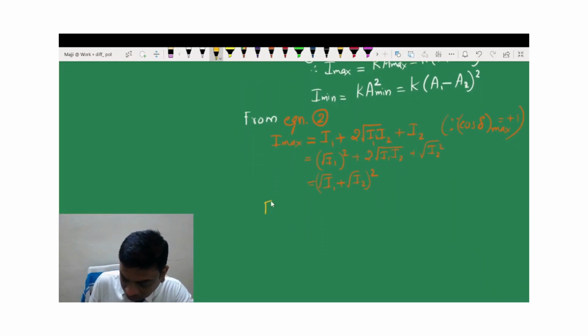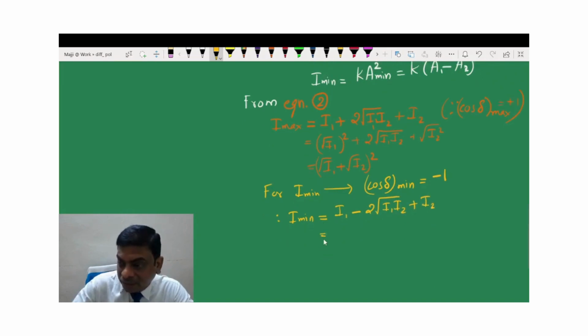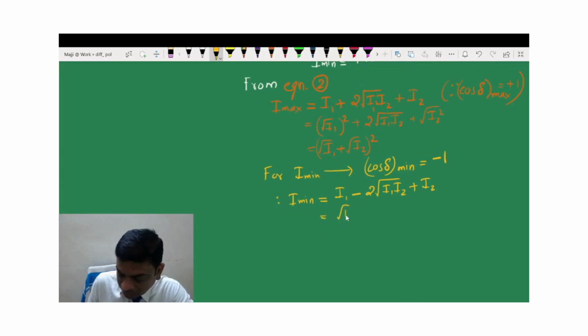Then similarly, for I to be minimum, cos delta should be minimum, and that minimum value is minus 1. So substituting that, we have minimum intensity as I1 minus 2 under root I1 I2 plus I2. Rewriting I1 as root I1 square and all, it is easy to see that it will be under root I1 minus root I2 whole square. All these you are supposed to remember.